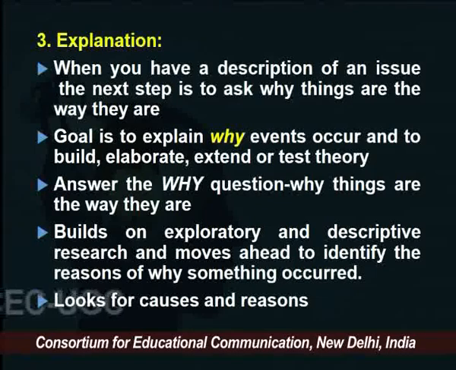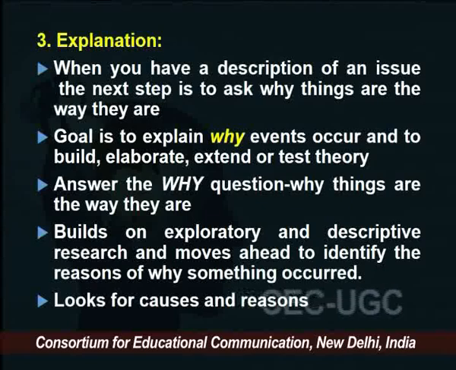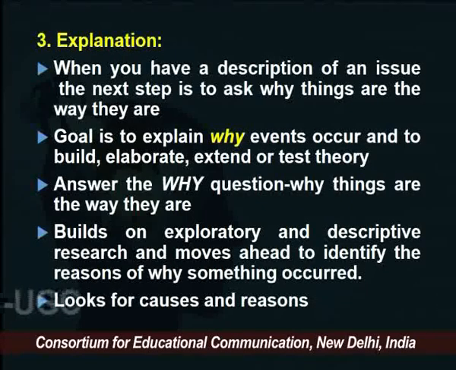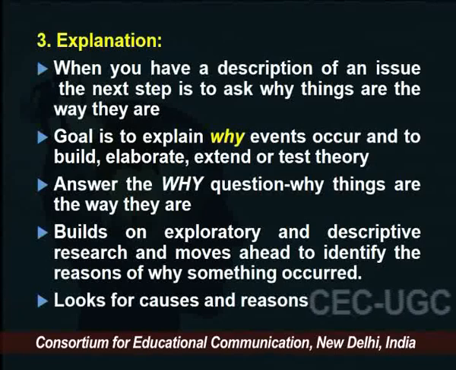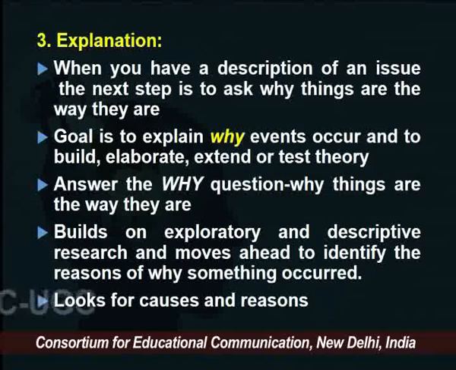Another goal of research is explanation. When you have a description of an issue, the next step is to ask why things are the way they are. The goal here is to explain why events occur and to build, elaborate, extend or test a theory. To answer the why question, the researcher builds on exploratory and descriptive research and moves ahead to identify the reasons why something occurred. So basically one is looking for causes and reasons here.